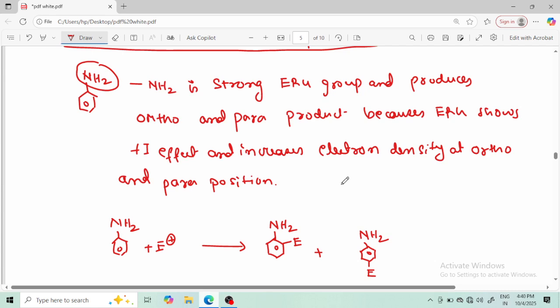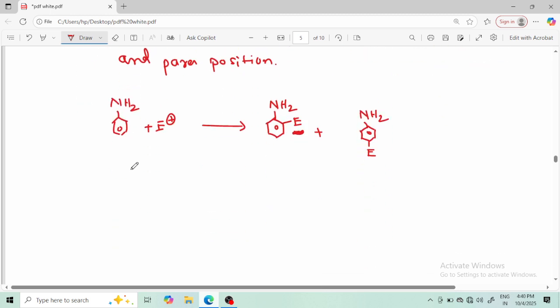Sometimes in one benzene ring, here you can see only one substitution is there. It might give you 3 substitutions also. So that's why we have to control its highly activating power. Okay, so we'll discuss that.